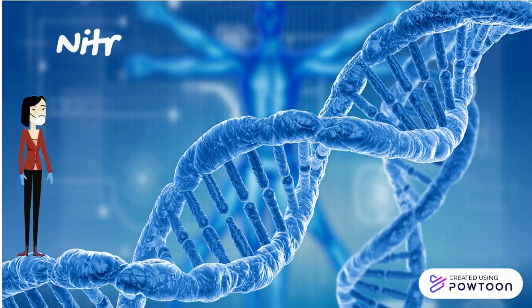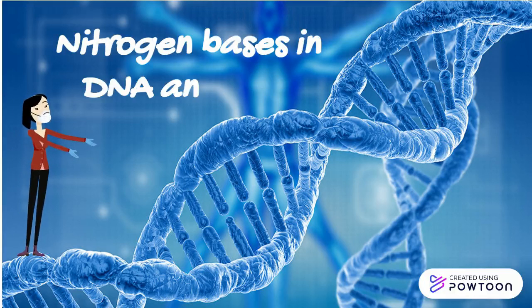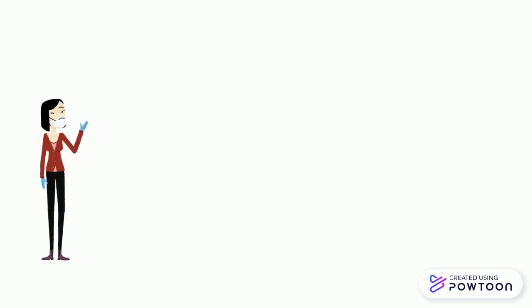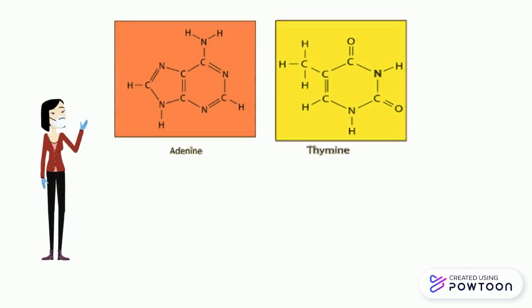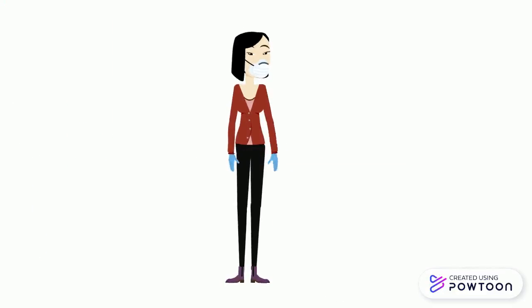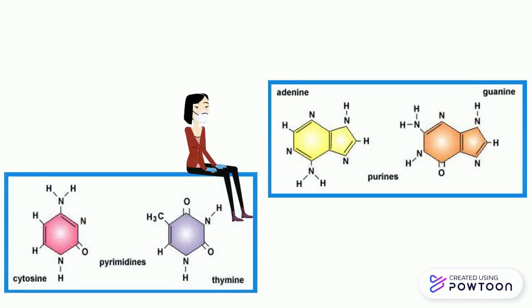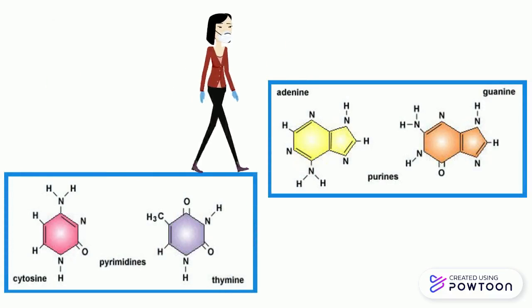Now we will talk about nitrogenous bases in DNA and RNA. As everybody knows, there are 4 nitrogenous bases in DNA: adenine, thymine, cytosine, and guanine. According to the number of rings, they can be classified as purines, with 2 rings, and pyrimidines, with 1 ring. Pyrimidines are thymine and cytosine, while adenine and guanine are purines.